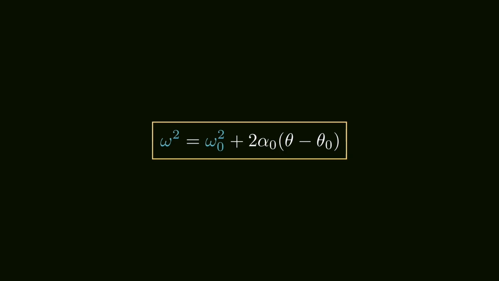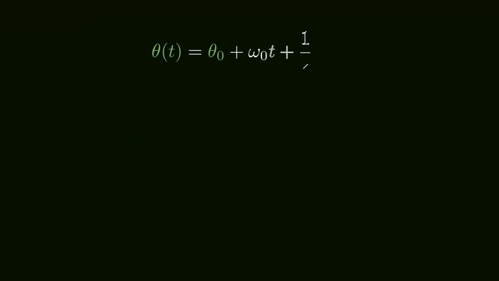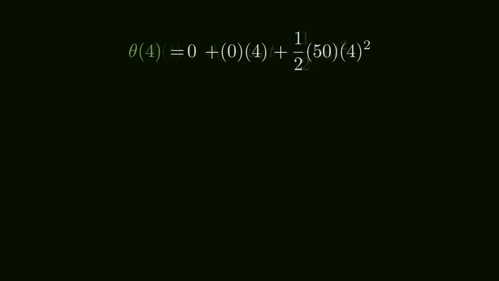Let's put this toolkit to work. Imagine a jet engine turbine starting from rest. It spins up with a constant angular acceleration of 50 radians per second squared. How many total radians does it sweep through in the first 4 seconds? Since we have time, initial velocity, and acceleration, we can drop these right into the second equation. The initial position and velocity terms are 0. We are left with 1 half times 50 times 4 squared. The turbine sweeps through exactly 400 radians.